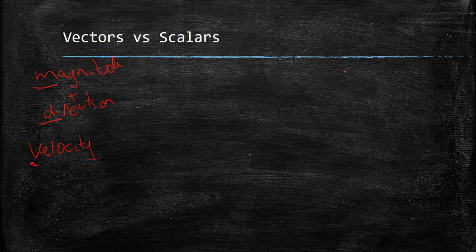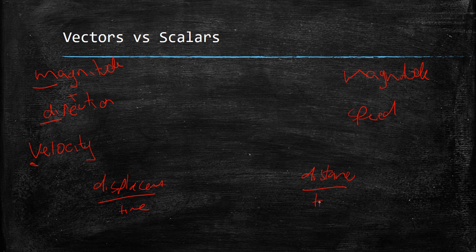On the other hand, scalars only contain the magnitude. An example of a scalar quantity is speed. If I say I'm moving 10 kilometers per hour, that is the speed at which I'm moving, because I've only provided the magnitude. So, how do we calculate these different quantities? Well, velocity is equal to displacement over time, while speed is equal to distance over time.